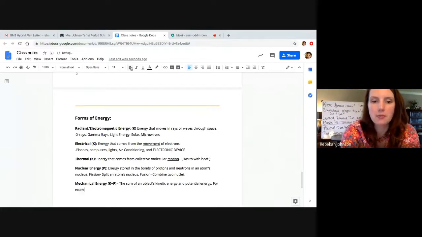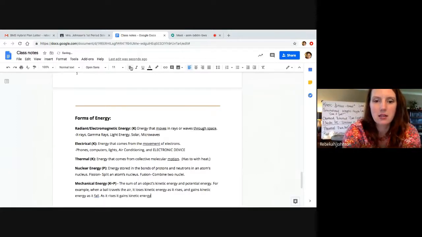For example, when a ball travels through the air, it loses kinetic energy as it rises and gains kinetic energy as it falls. As it rises, it gains, not kinetic, potential energy.